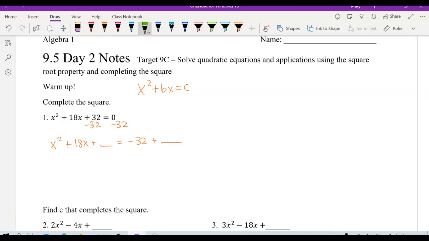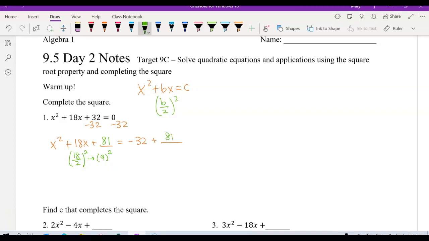Then, to figure out what goes in the blank, we're going to do b divided by 2, and we're going to square that. So in this case, it's 18 divided by 2. That gives us 9. And when we square that, we are actually adding 81 to both sides.